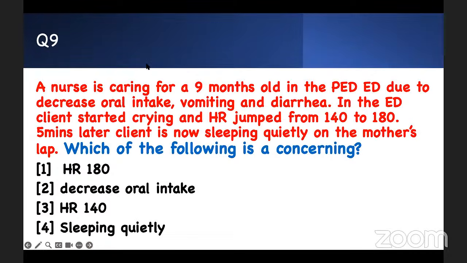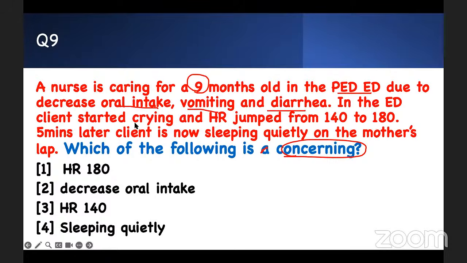And this is the same thing, but I changed it. I made it funny, a bunch of stuff. Which of the following is concerning? A nurse is caring for a 9-month-old, right? It's an infant in the pediatric ED due to decreased oral intake, is vomiting, is having diarrhea.